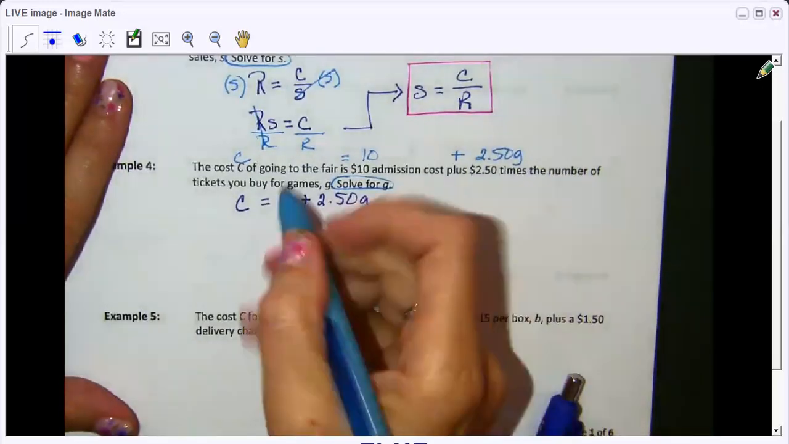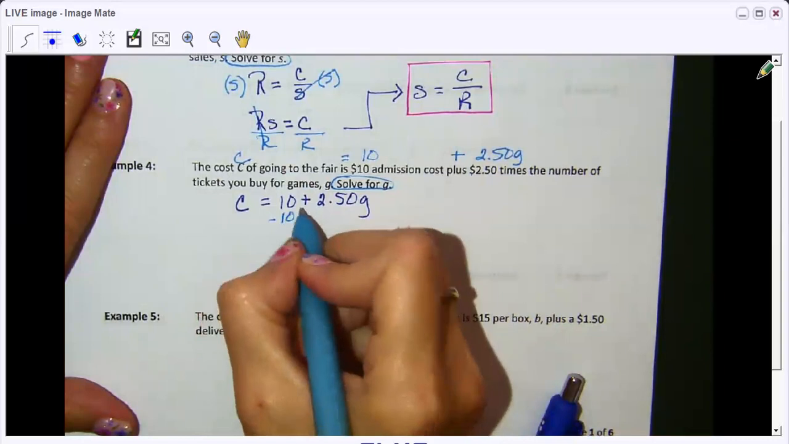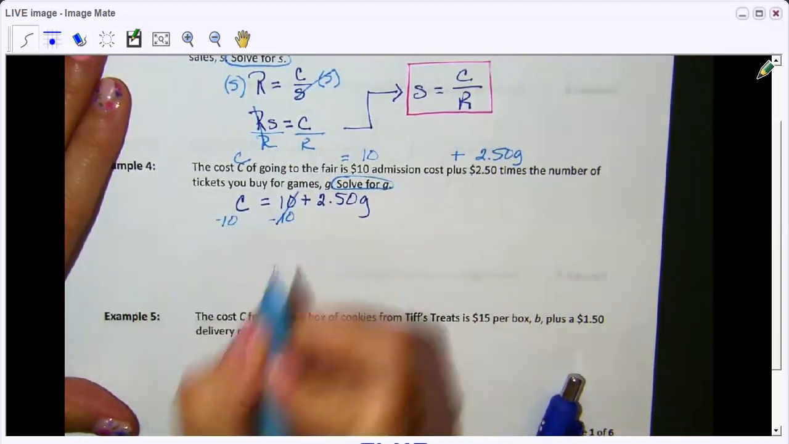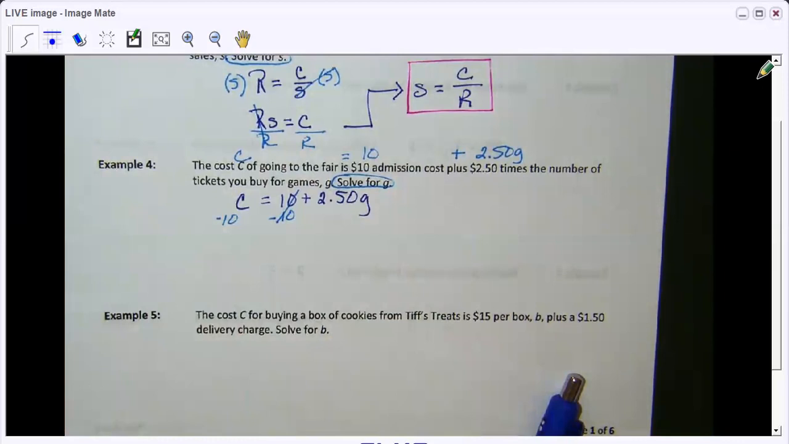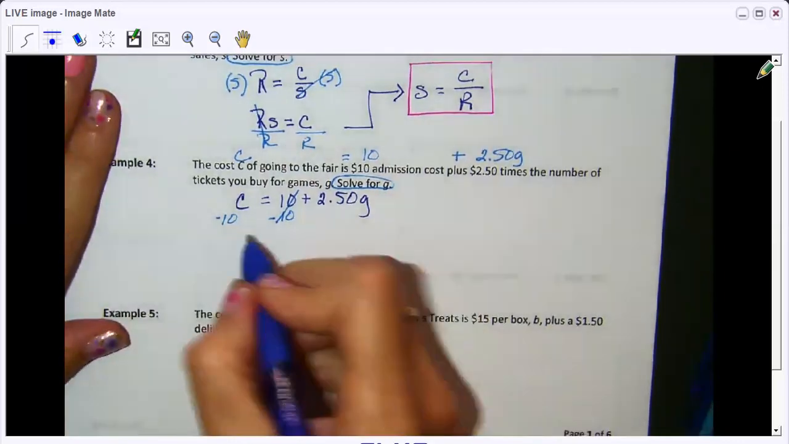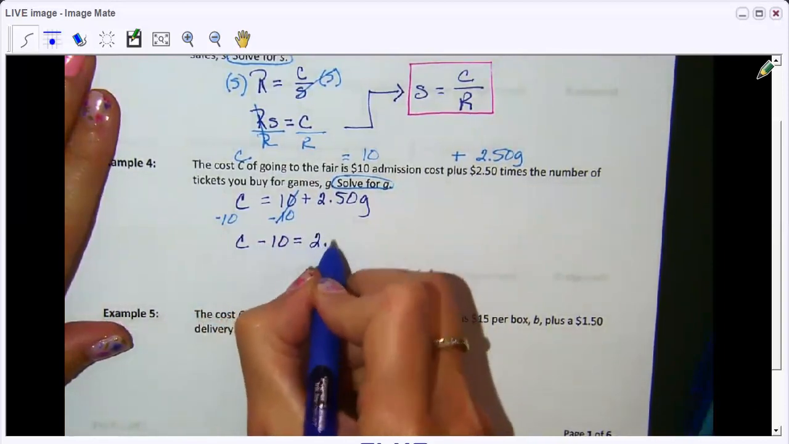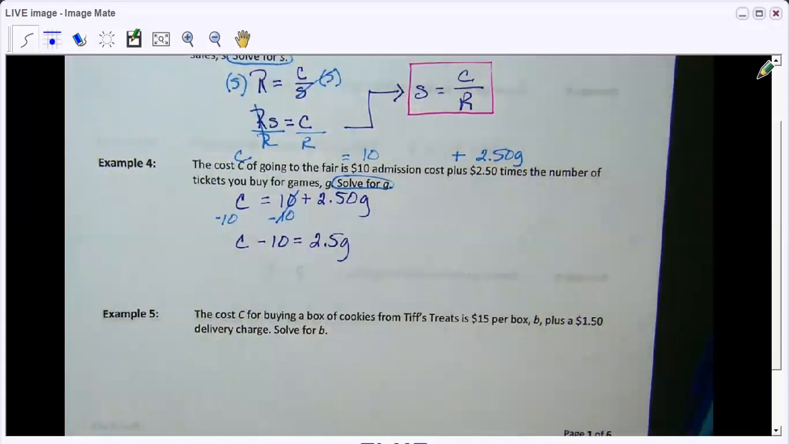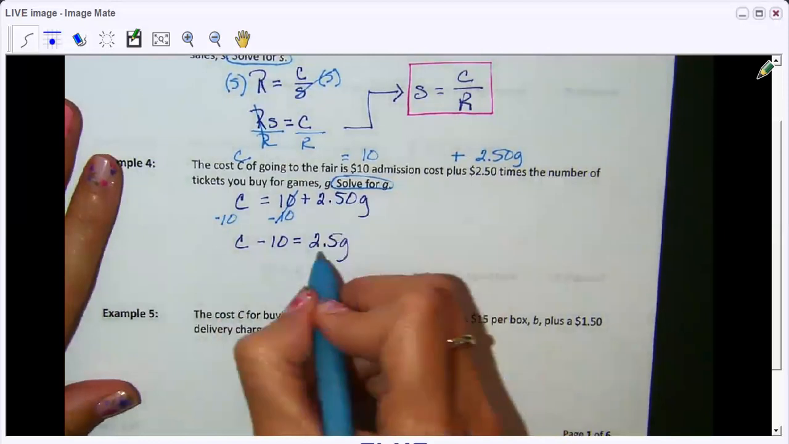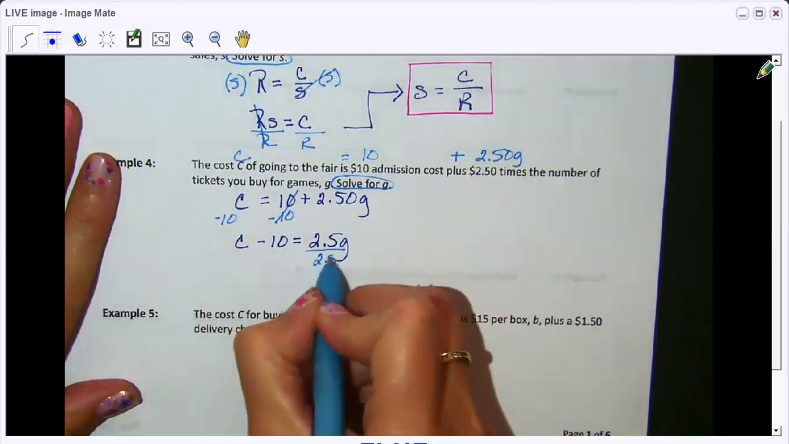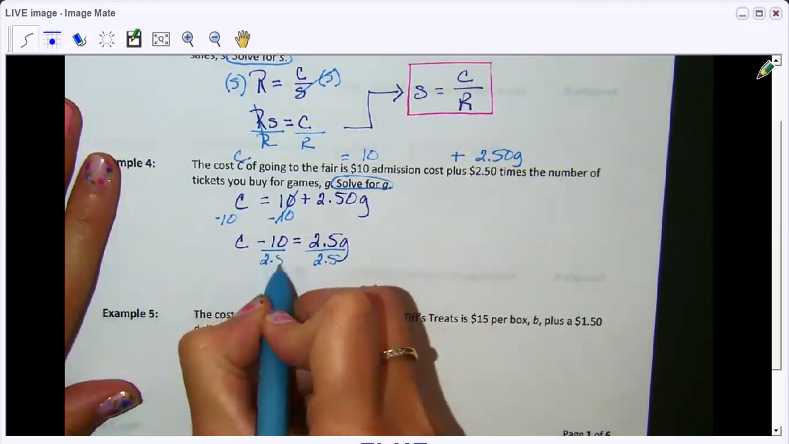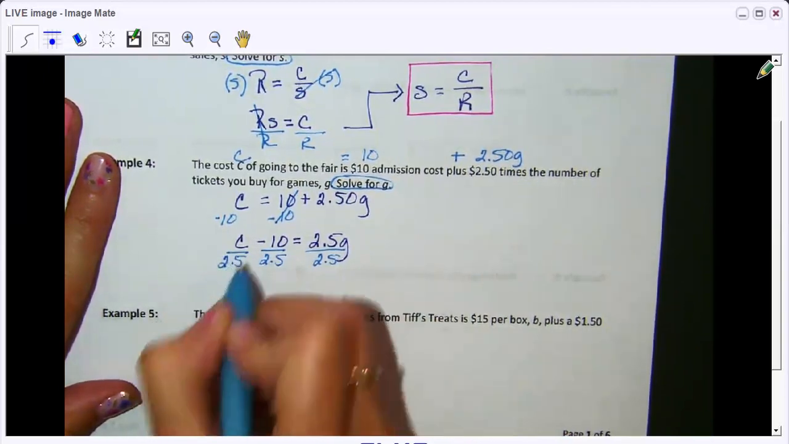So we're gonna take and get rid of the 10 here, and that means we have to subtract 10. We subtract 10, get rid of it. So now we're gonna write this as C minus 10 equals 2.5G. We don't have to write that 0. I mean, you can if you want, but you don't have to. Okay, now we are going to divide both sides by 2.5. So I divide this by 2.5, negative 10 by 2.5, and C by 2.5.